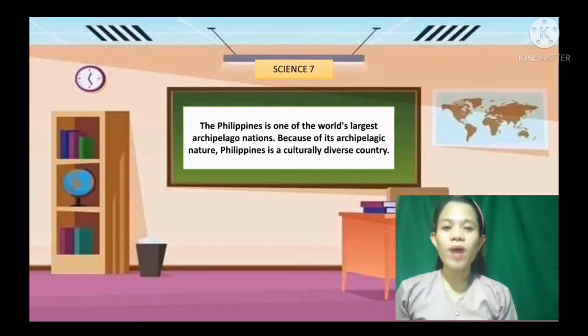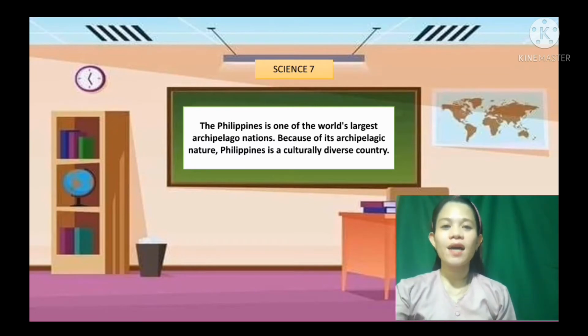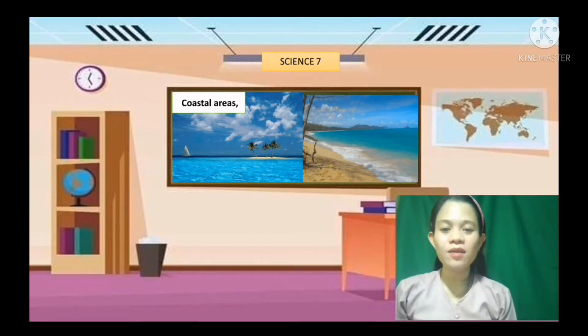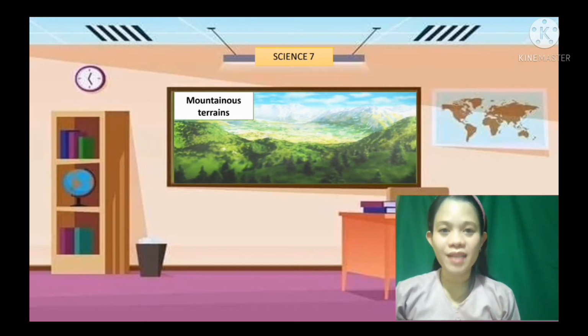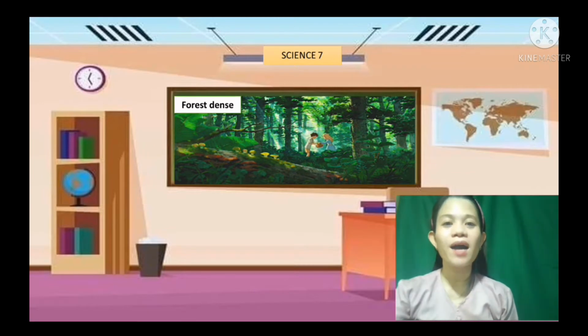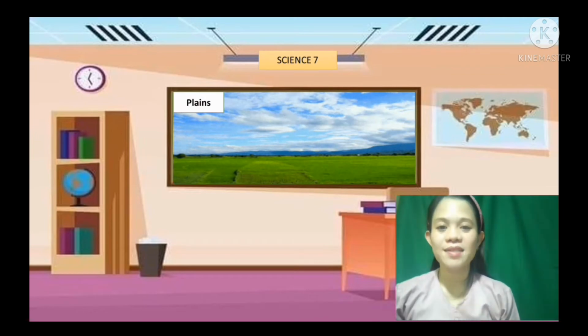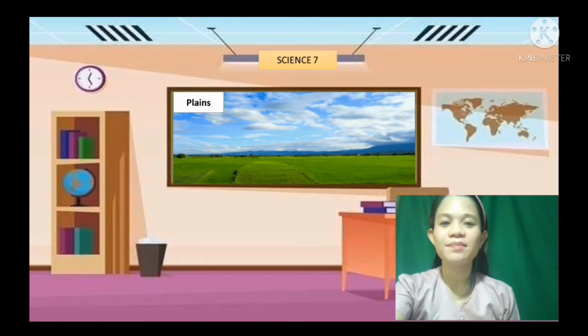The Philippines is one of the world's largest archipelago nations. Because of its archipelagic nature, the Philippines is a culturally diverse country. Why? It is because the Philippines has large coastal areas, mountainous terrains, dense forests, sa makakapal na mga kagubatan, and plains. Ayan, meron din po tayong mga malalawak na palayan.